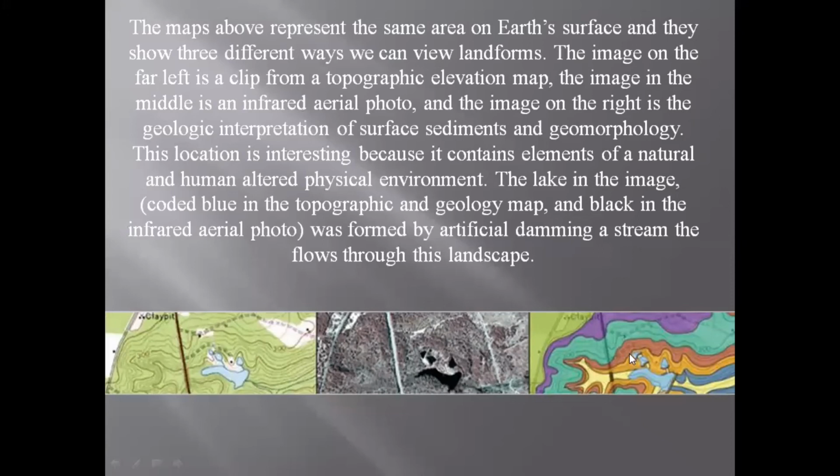Then comes the third one. Here you can see it is more colorful, and it has more variety of features than this one and this one. This is what we call a geological map. This is a geological map, and it gives you the idea of different types of rocks that are present in that particular area.